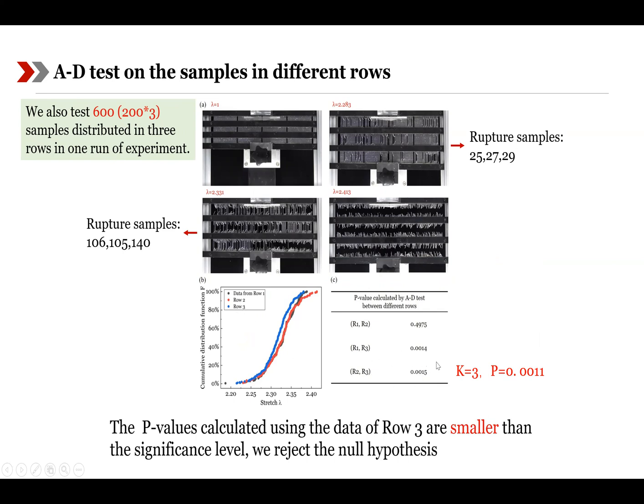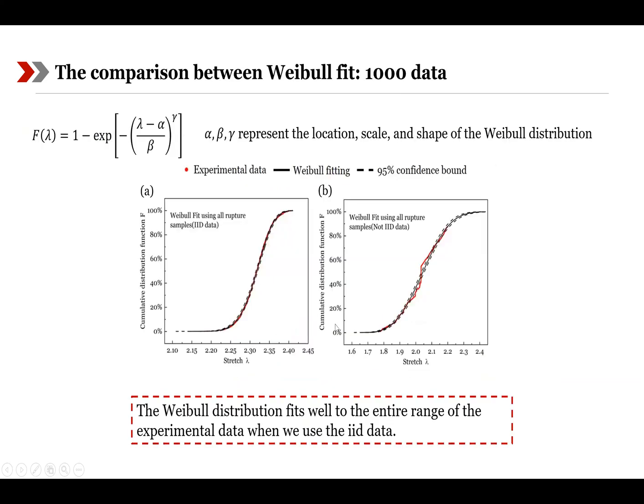are smaller than 0.1, which indicated that the distribution of this row is significantly different from the other 2 rows. And we also calculate the p-value of the multiple sample sets from the total sample set. The calculated p-value is smaller than 0.1. Therefore, we reject the null hypothesis. The data from these 3 rows do not pass the Anderson-Darling test. Now we have the IID data.